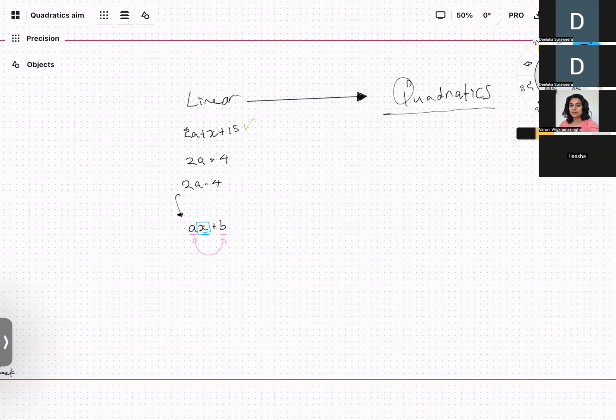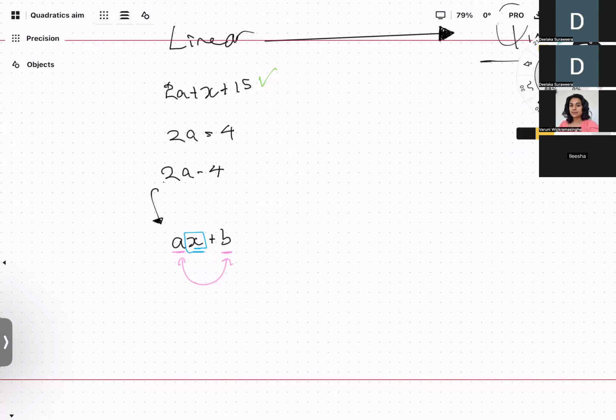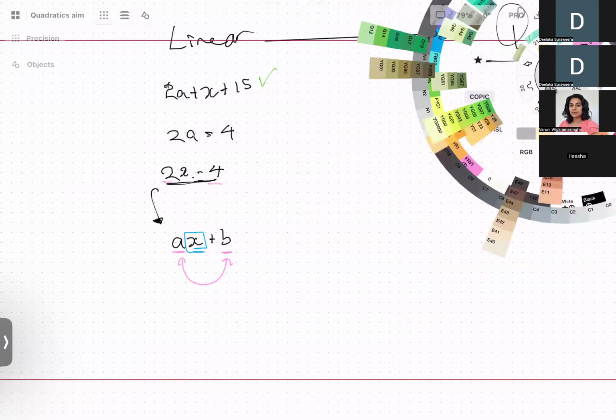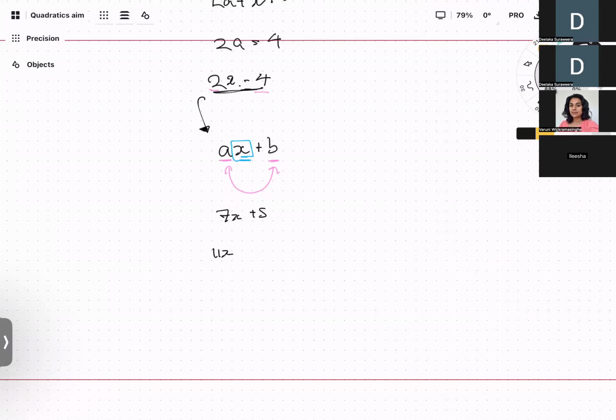So this is the linear equation in general. Every single linear expression you'll see is some form of representation of this. 2a minus 4, or let's call it 2x minus 4 for the sake of this, is an expression where a is 2 and b is -4. Another example could be 7x plus 5. Could also be 11x minus 3 plus 8x.